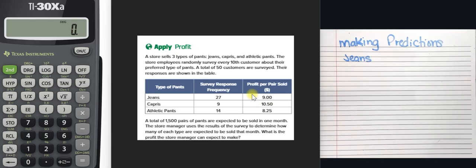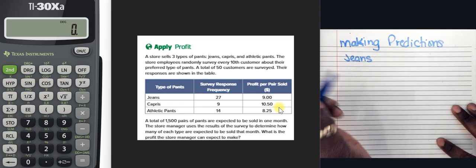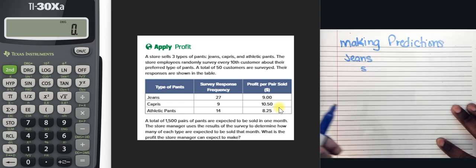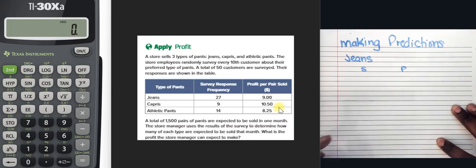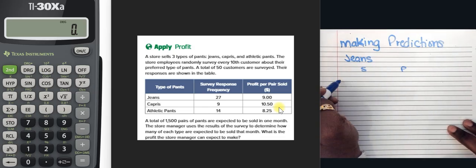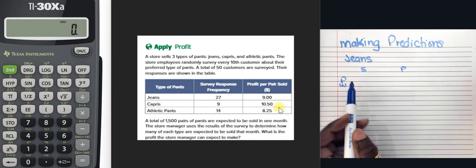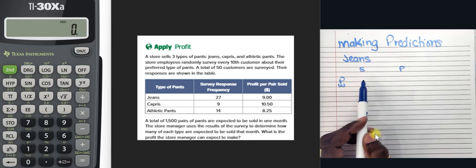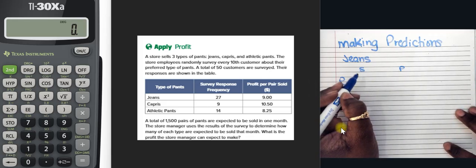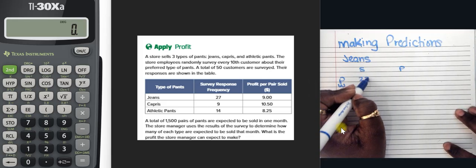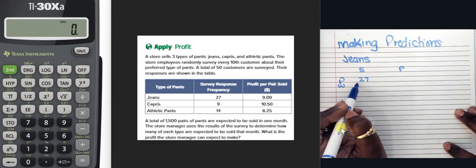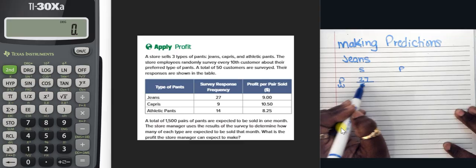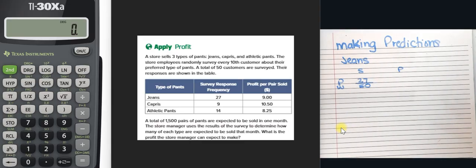And so the jeans, we're talking about on the left hand side, this is going to be our surveyed amount. And then this is going to be our population. So our sample and our population is what we'll call those two. All right. And so remember, it is a part to whole comparison. And so regarding the ones that were sampled for the jeans, the part is 27. So we've got 27 people out of the 50 that said that they wanted the jeans. The whole for the sample is going to be 50 people that were surveyed in total.